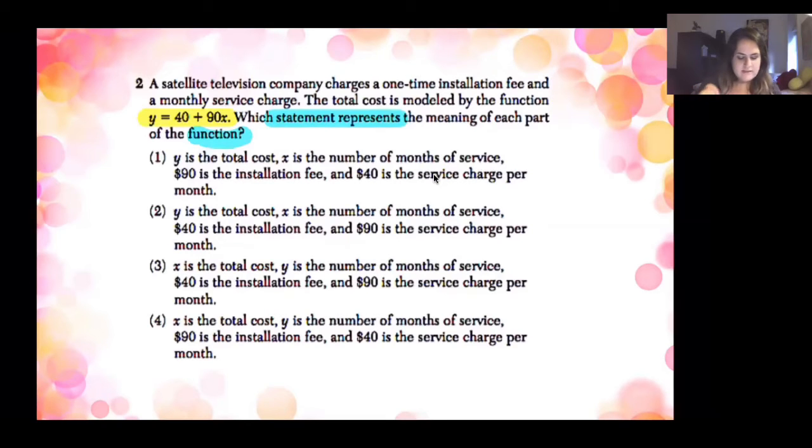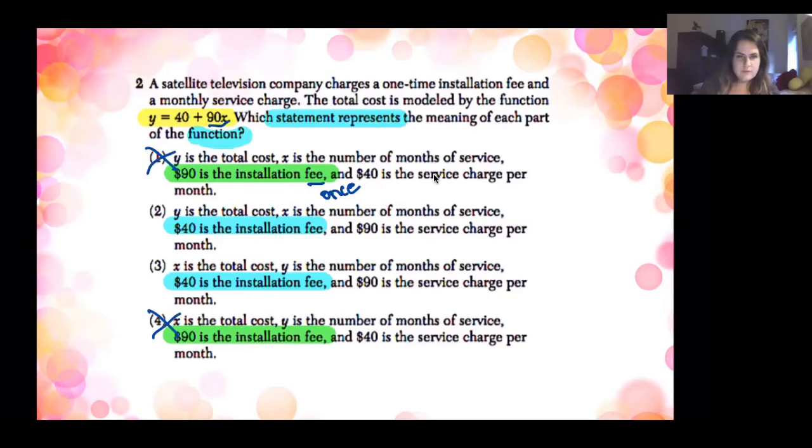Well, I see that word fee. Choice 1 says 90 is the fee. Choice 2 says 40 is the fee. Choice 4 says 90 is the fee. So basically, I'm trying to decide, is 40 the fee or is 90 the fee? Now, the fee happens once. I want that number by itself. I look to see, is 90 by itself? No, it's next to x. So any choice that says 90 is the fee needs to go. That was choices 1 and 4.